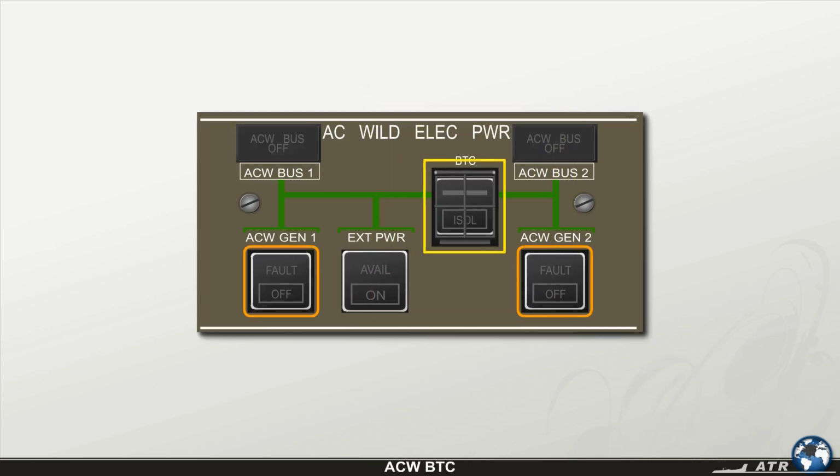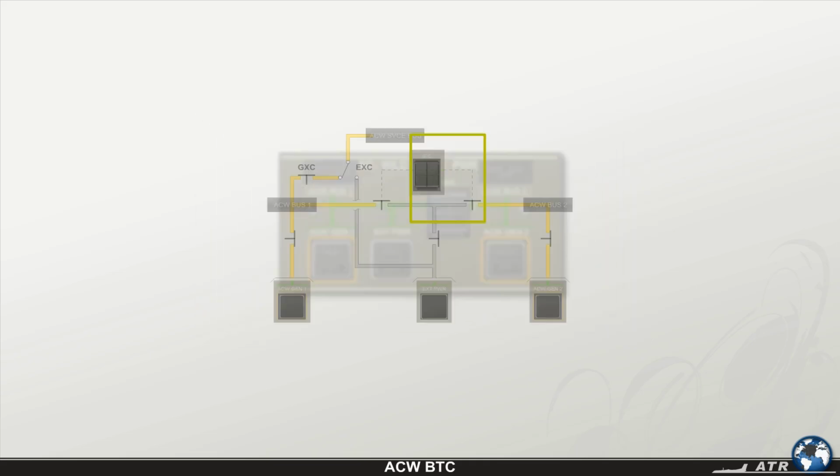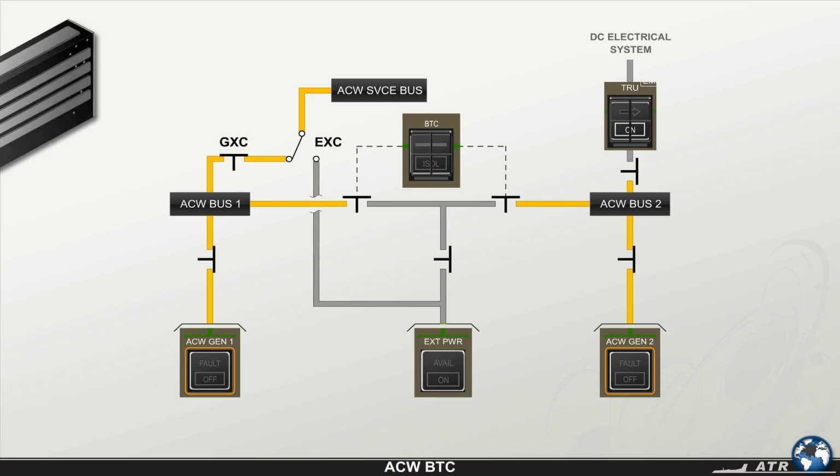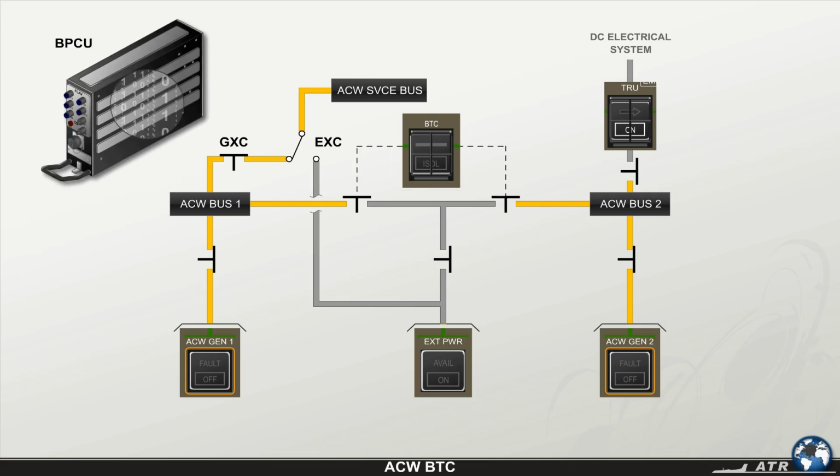The guarded bus tie contactor push button on the AC wild electrical power panel controls the AC wild bus tie contactors 1 and 2. The standard position of this push button is released, with no indications displayed. In this position, the AC wild bus power control unit automatically controls the position of both AC wild bus tie contactors according to the electrical system situation.